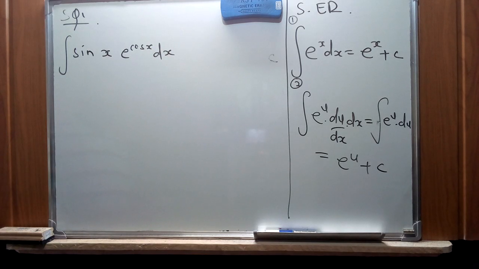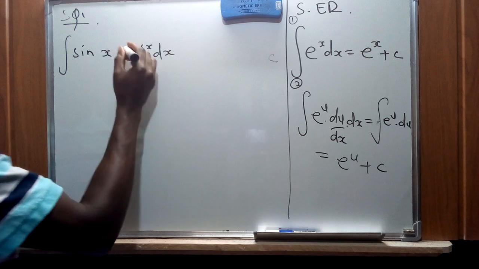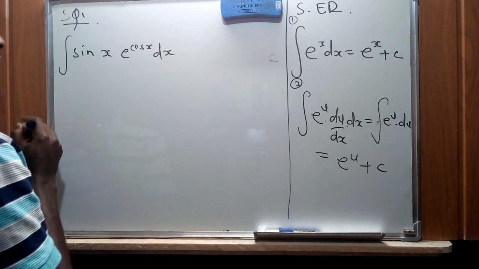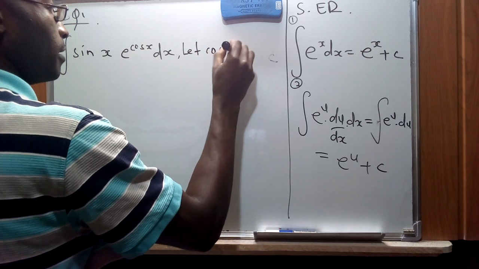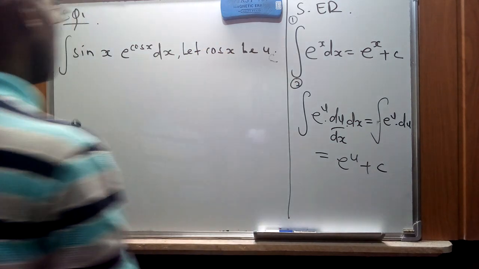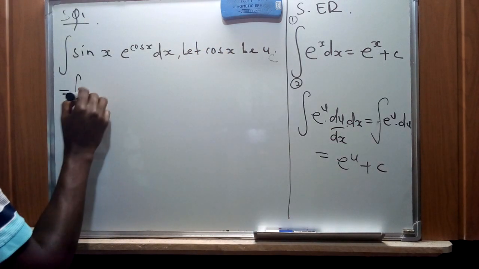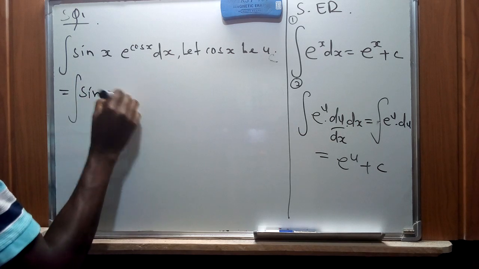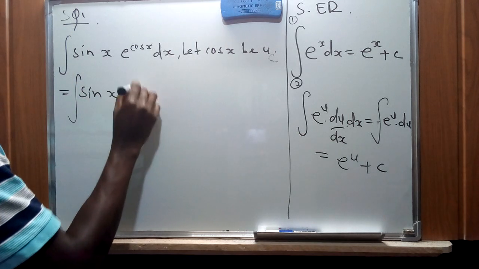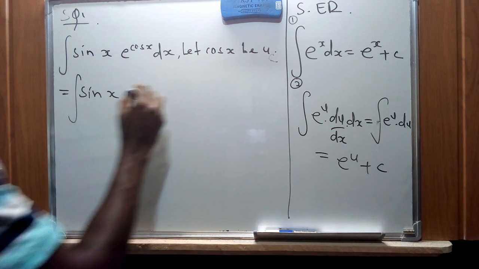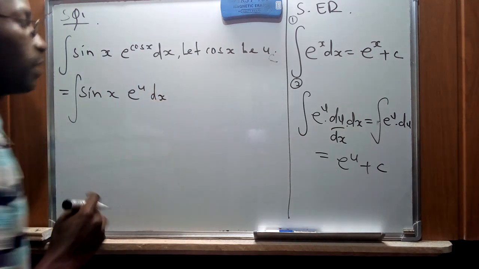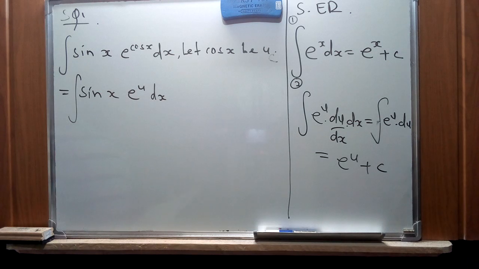So in this case also we're going to choose one of the parts of the function and do a substitution. In this case we'll take the cosine of x and say let cosine of x be u. Therefore this integral will be written as sine of x e^u dx. Now in that case we know that this dx, of course, we can find it from the basic procedure that we have used for the first example.